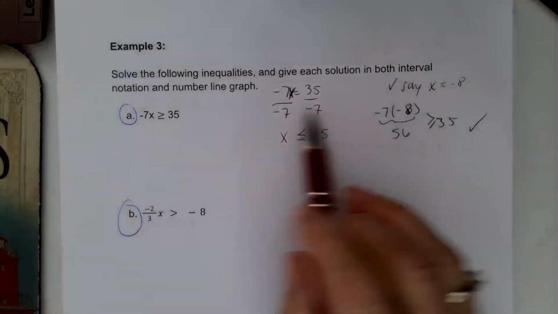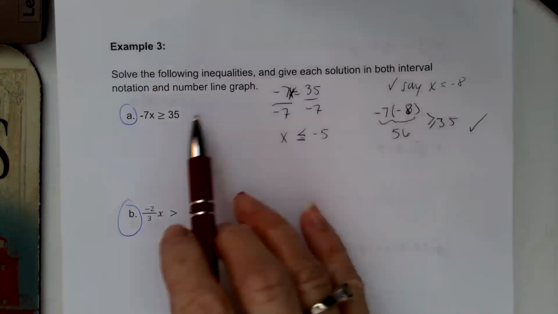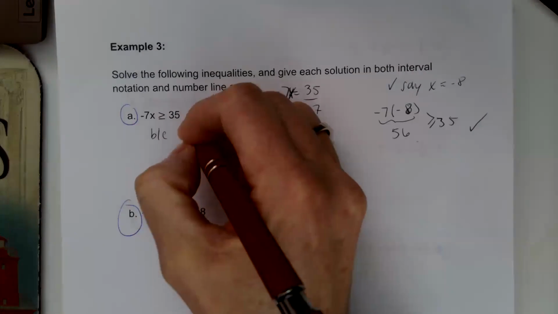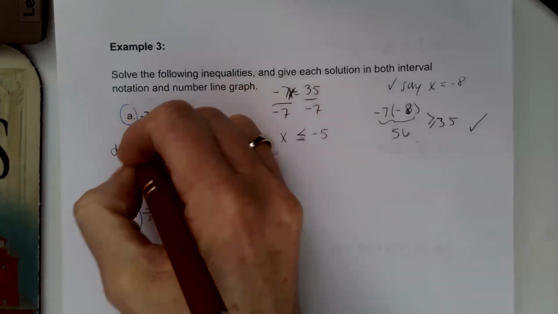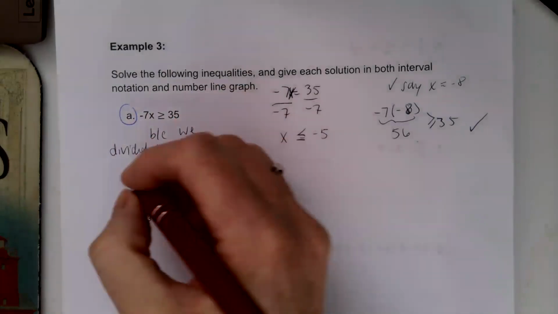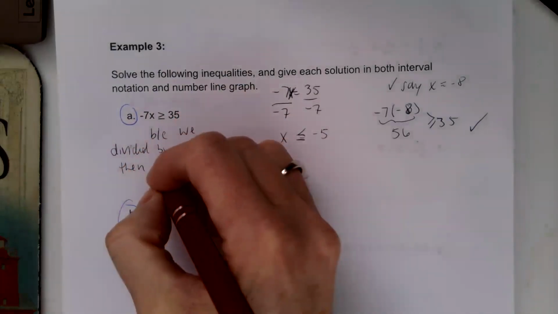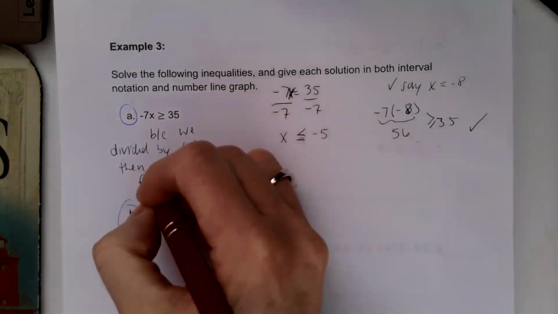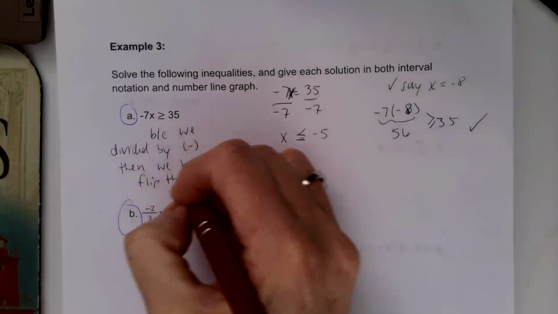So I always do a little check on these just to make sure I'm doing it correctly, because we divided by -7, because we divided by a negative, okay? Then we have to flip the symbol.